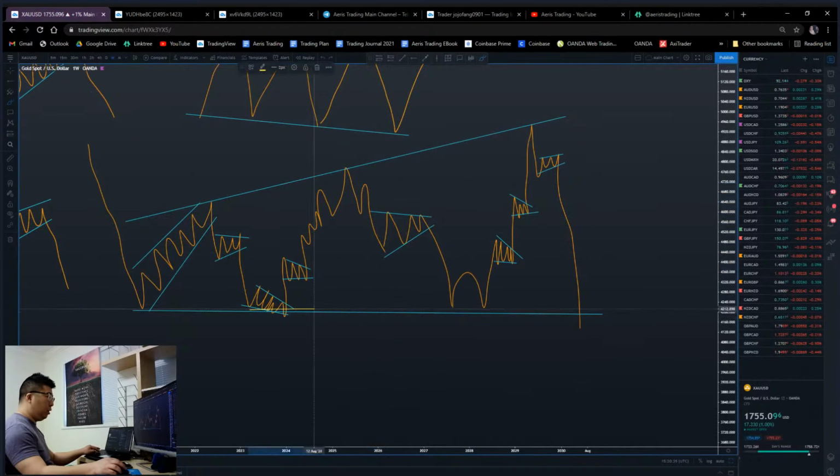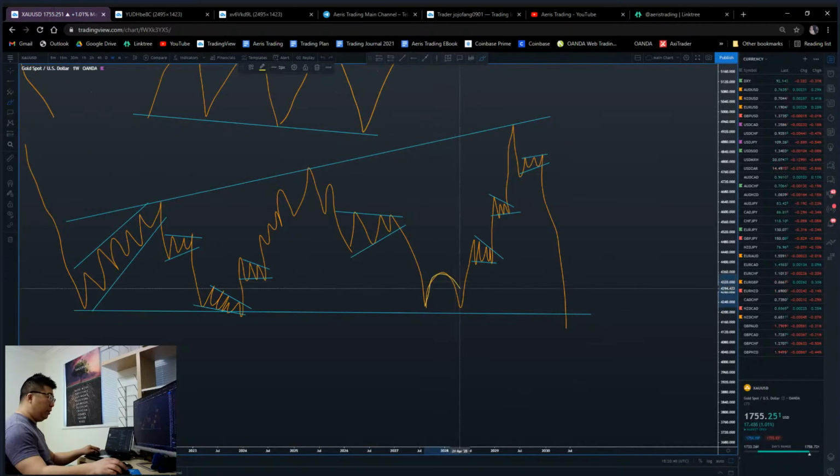Continuation, we push down to this double bottom or triple bottom again. And price made a recent double bottom. So a small lower time frame double bottom, higher time frame double bottom. Price then pushes up impulsively, correct, impulse, correct.